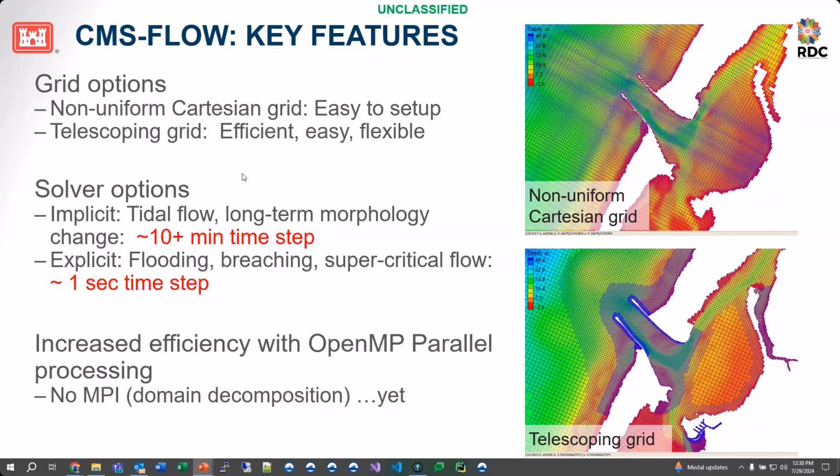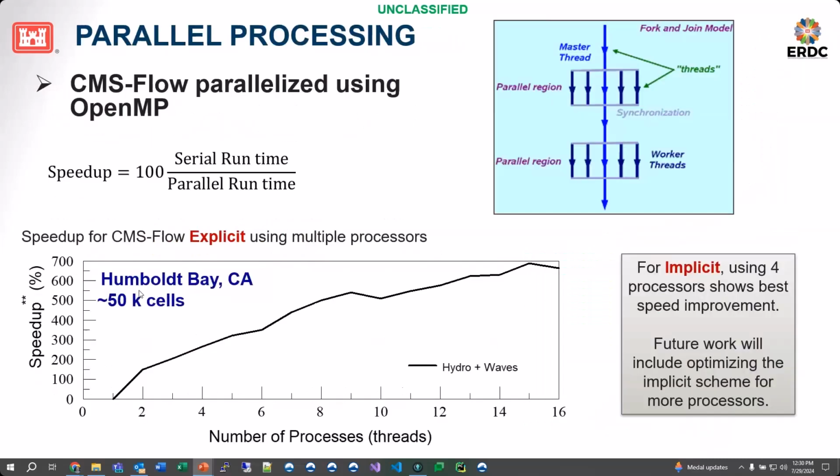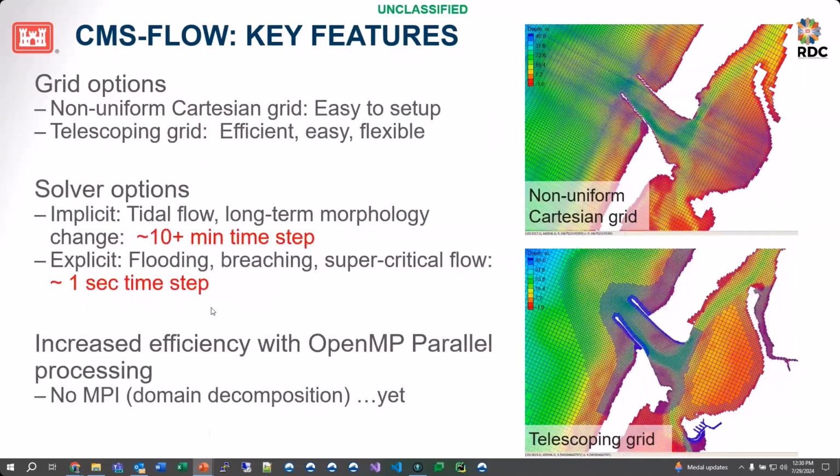If you have the need, in certain situations, you can switch it to work with the explicit solver. It has a much reduced time step, so you're working on the order of 1 second and less for the most part. But those are good for extensive tidal flats where you have large areas that are wetting and drying, breaching and some supercritical flow. You will probably need to use the explicit solution scheme to handle those.